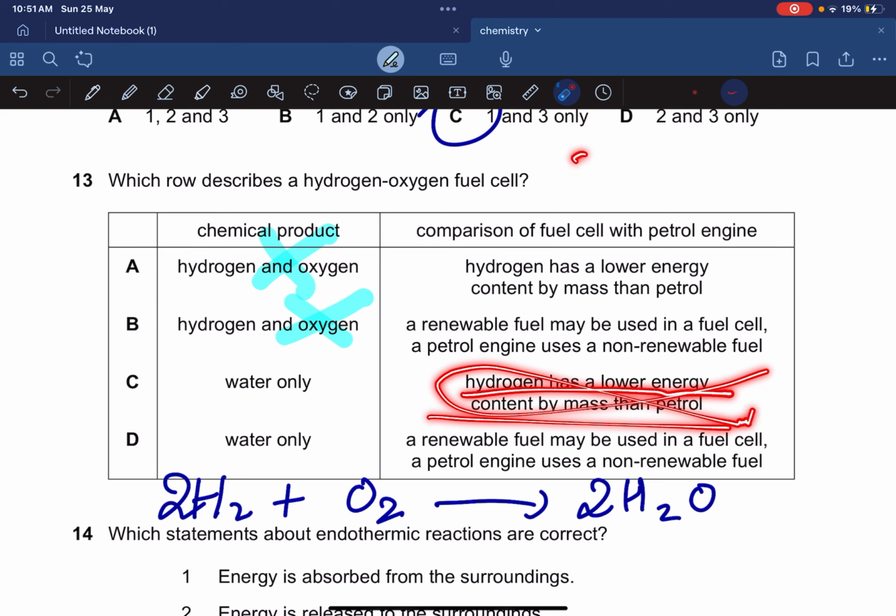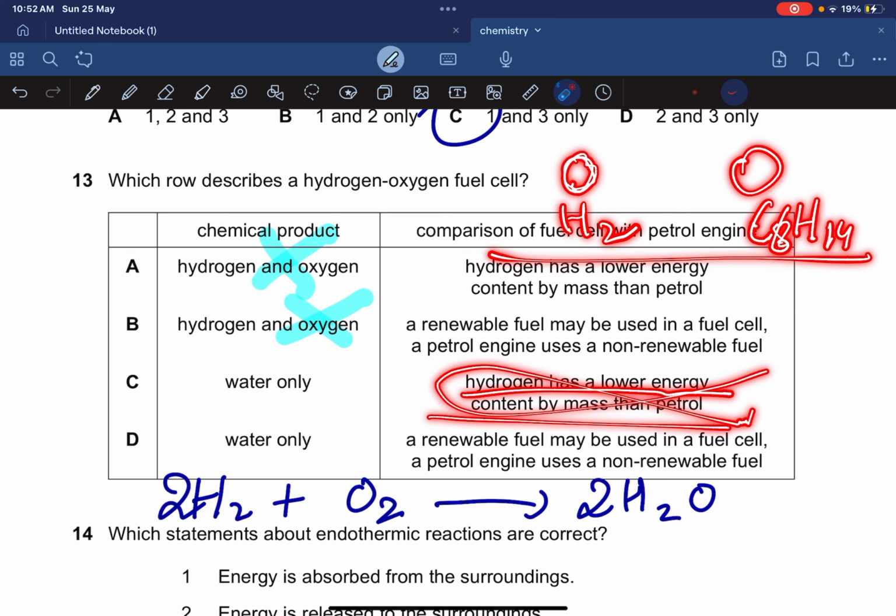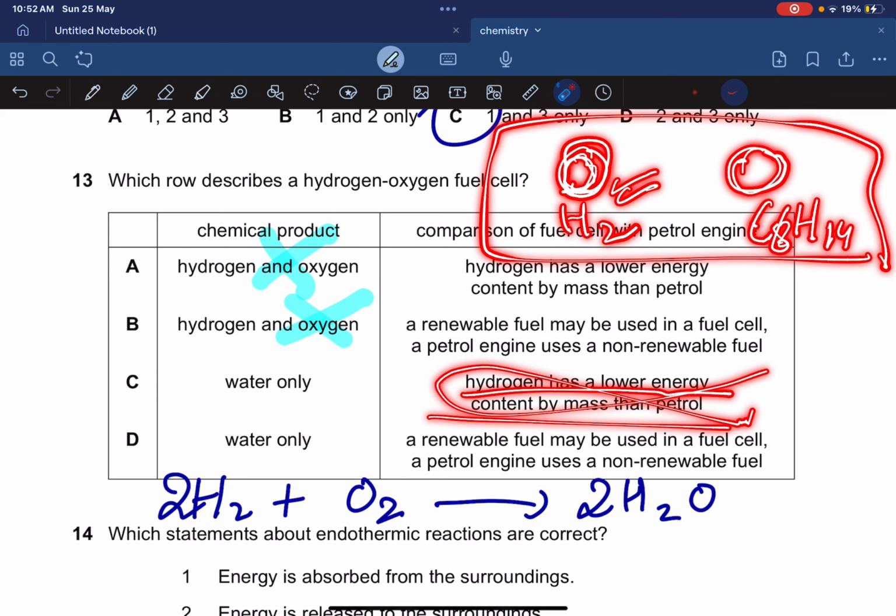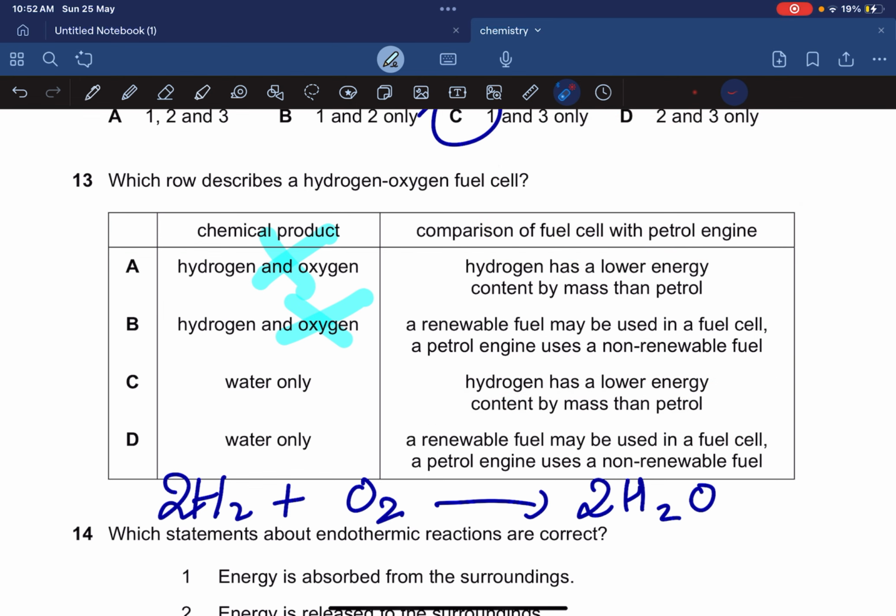Because take an equal amount, this is your hydrogen, and this is your petrol. This is an equal amount of petrol. If you're using hexane, it's going to be C6H14. So equal amount of your petrol, equal amount of your hydrogen. What's going to happen is the hydrogen-oxygen fuel cell is more efficient, which means it releases more energy for the same amount of mass. It's going to be extremely efficient. So that's incorrect. A renewable fuel may be used in a fuel cell. A petrol engine uses a non-renewable fuel.